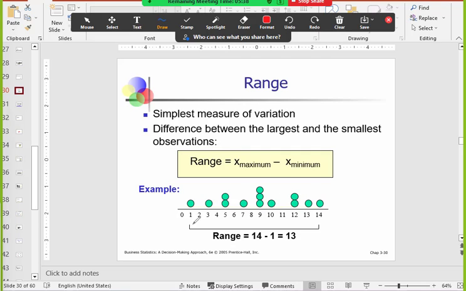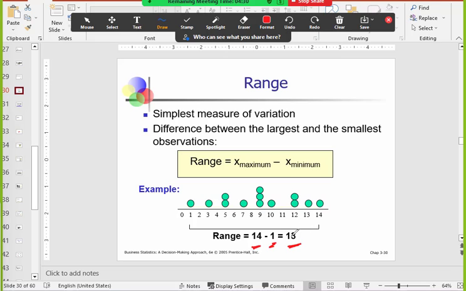So if you have the data where there is one observation equal to 1, second observation is 3, then there are two 5s, 1 7, 3 9s, 1 10, 2 12s, 1 13 and 14. So the highest number is 14 and the lowest number is 1. So the range of the data is 13. This way we measure how spread the data is. So the range is 13.